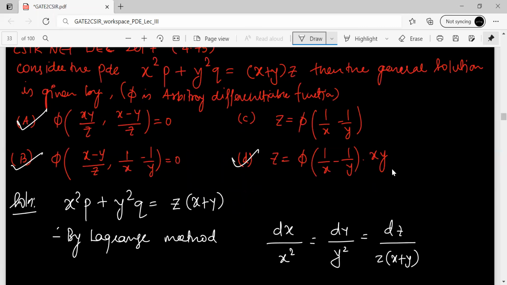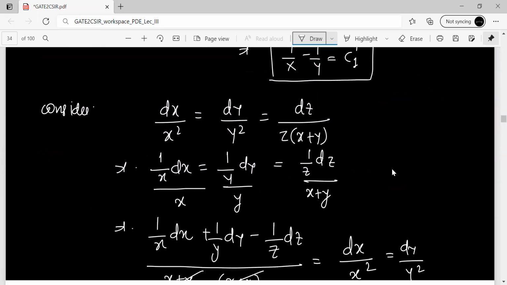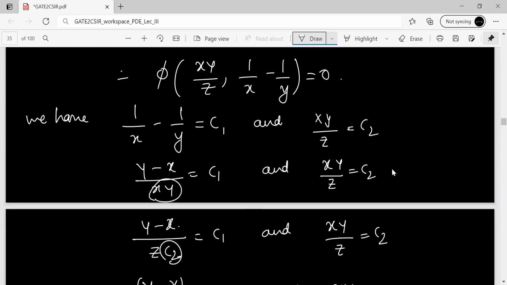That's why I did. Now this will not be correct, because no combination will give you simply z and 1 upon x minus 1 upon y. You'll never get it. Okay. So once you understood the way how to play with all these things, life becomes easy, and you can solve these problems as well. Okay.